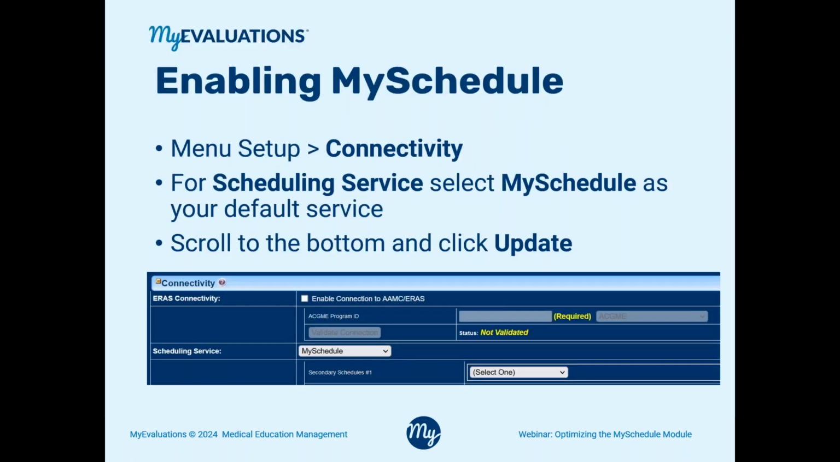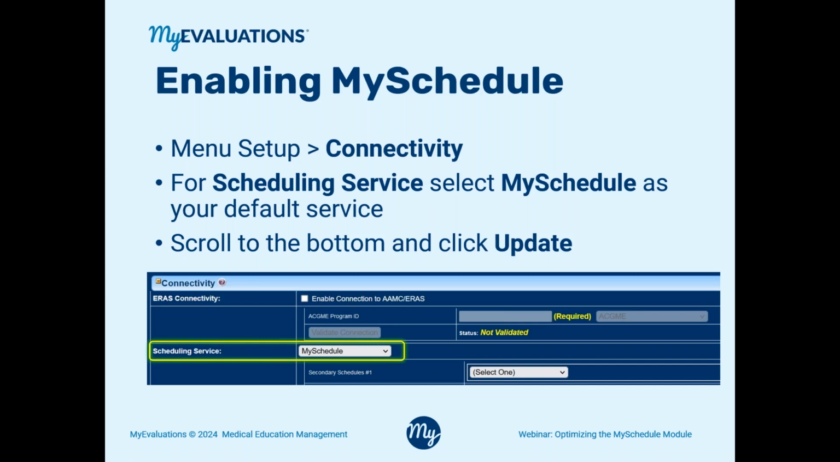Well, the first thing you have to do is you have to enable MySchedule. Not all of you will have MySchedule enabled as your default scheduling tool. So here, what I've done is I'm on the menu option setup, and I scroll down to the connectivity section. And under connectivity section for the scheduling tool, I have MySchedule selected.